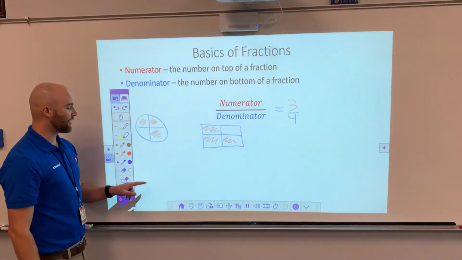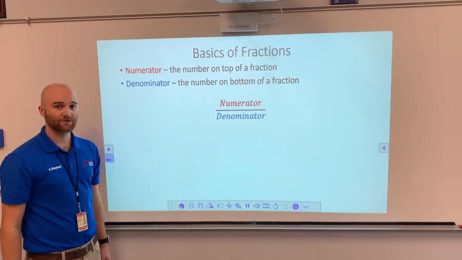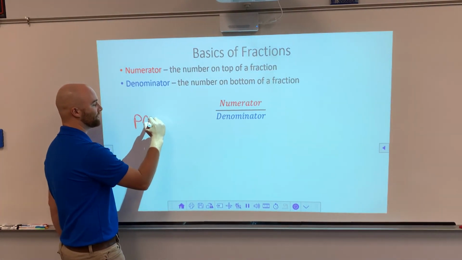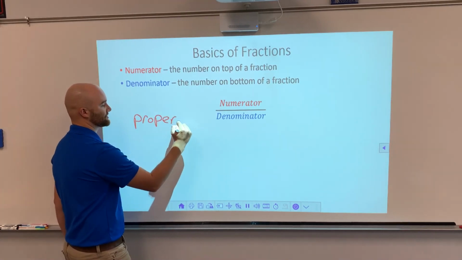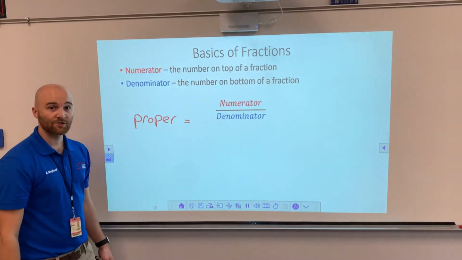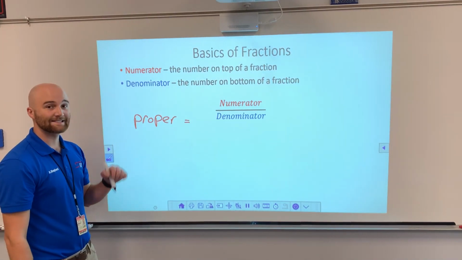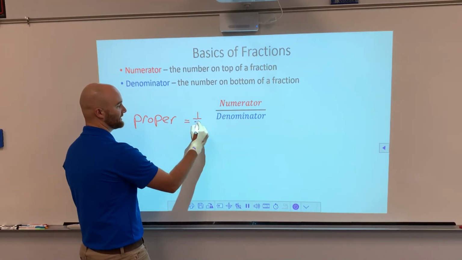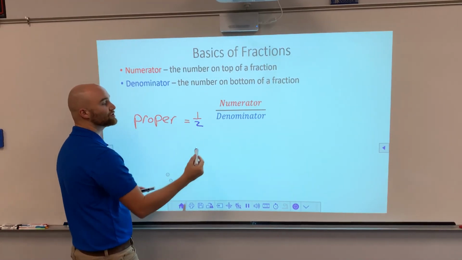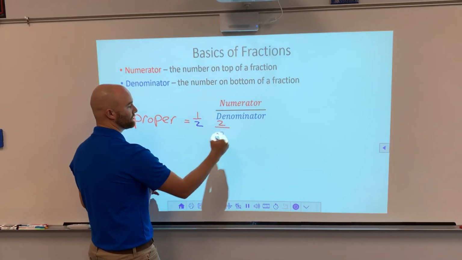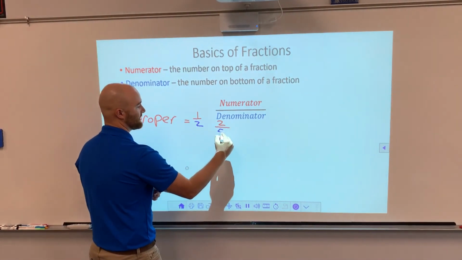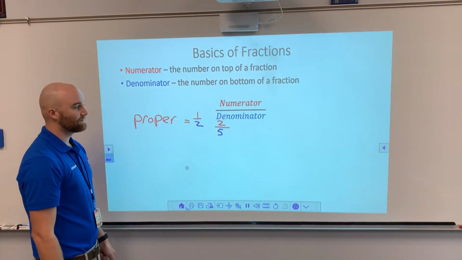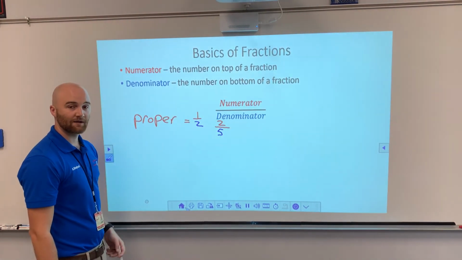Now let's talk about proper fractions versus improper fractions. Usually when you talk about fractions, you're talking about proper fractions. Now, proper fractions are fractions where the top number is less than the bottom number. So for example, 1/2 is a proper fraction. So is 2/5. Both of those are proper fractions because the top number is less than the bottom number.